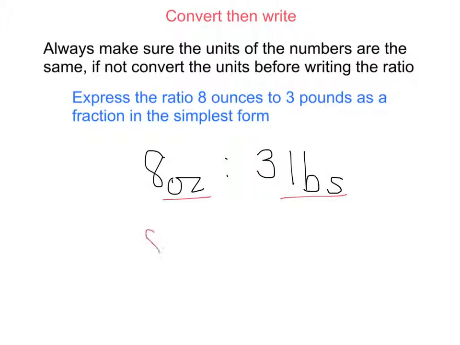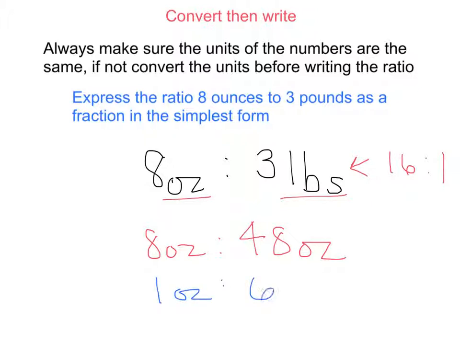So we're going to leave the ounces here the same, and we're going to convert this into ounces. There are 16 ounces in 1 pound. So if there's 16 ounces in 1 pound, then you would just need to multiply the 16 by 3 to get 48 ounces. So now we have 8 ounces to 48 ounces. So we simplify, we divide both by 8, and we would get 1 ounce to 6 ounces. So 1/6 would be our fraction.